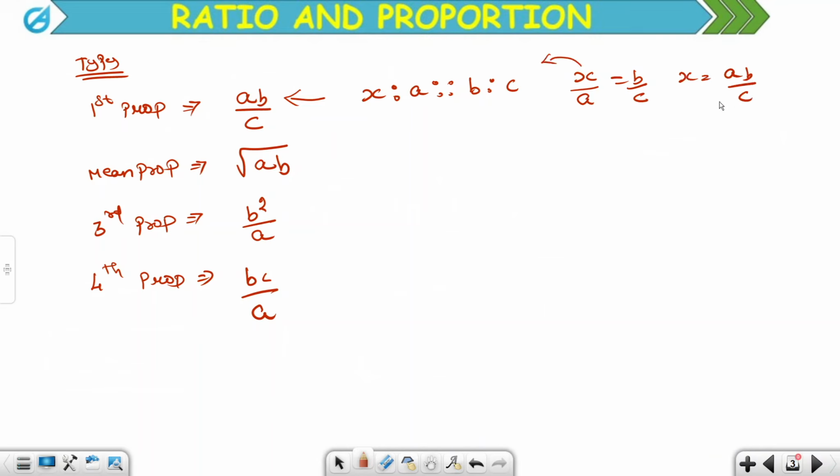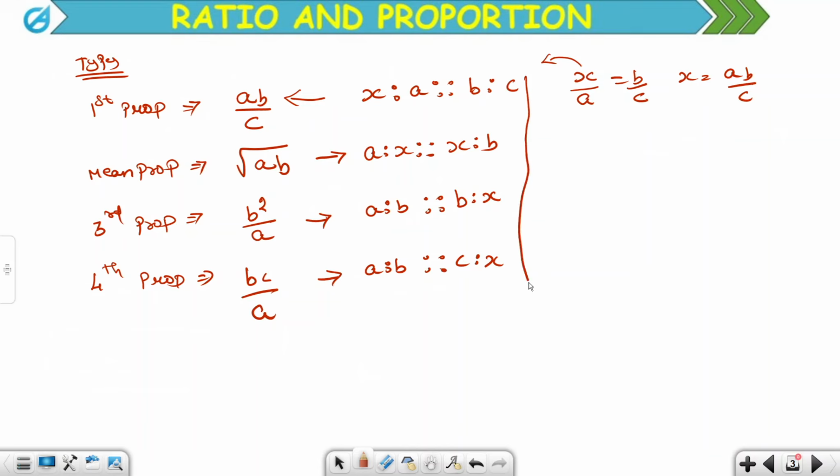Okay, so this is how we need to find the first proportion. Similarly, the general form of mean proportion will be A is to X is proportional to X is to B. The general form for third proportion will be A is to B is proportional to B is to X. The fourth proportion will be A is to B is proportional to C is to X. Based on this general form, we'll be checking how to find the first proportion, mean proportion, third proportion, and fourth proportion.